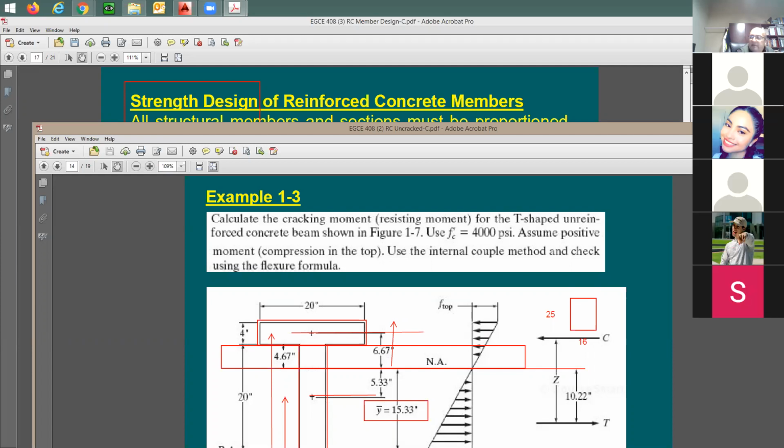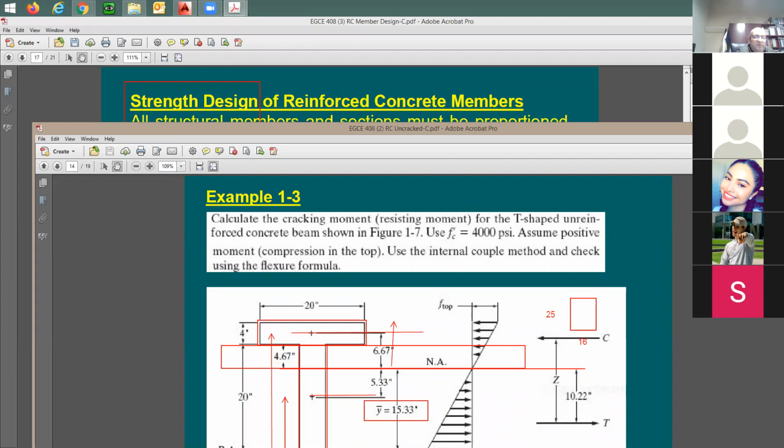Eric, can you help me? Eric Chu, why do we do this cracking moment analysis? If Eric can help me, please. To study the performance. To study performance, meaning what? Like, what is the benefit of studying the performance? To study how well the beam can perform under the given loads, I'm guessing.